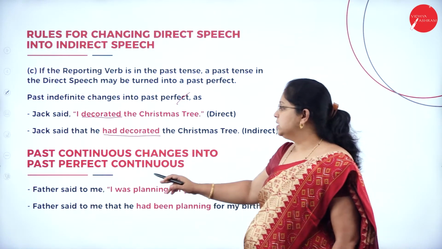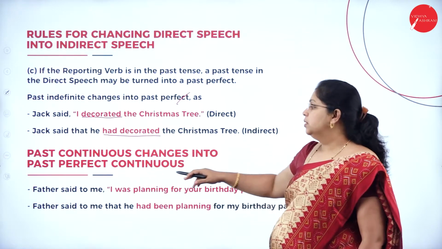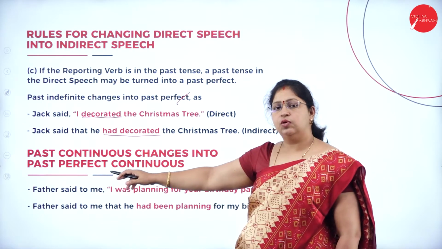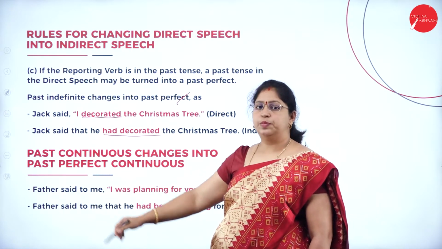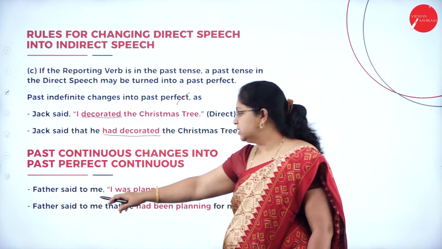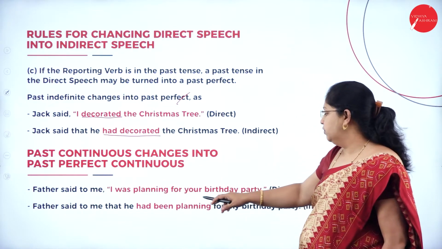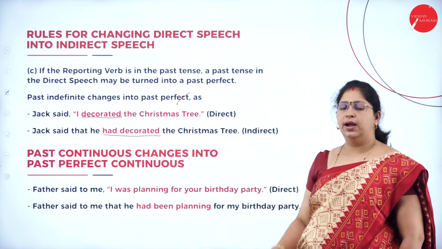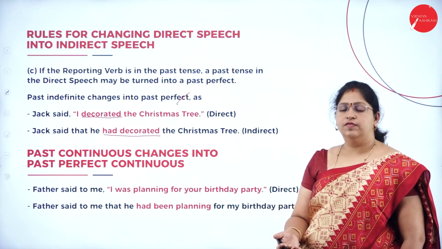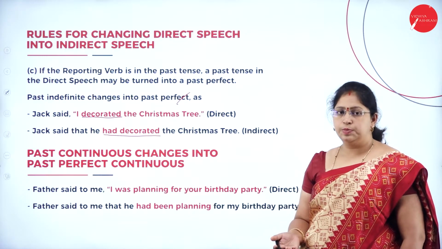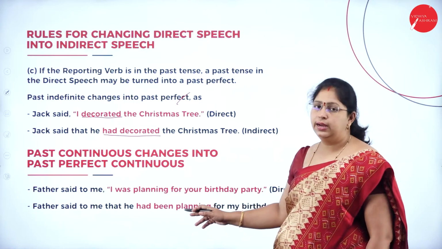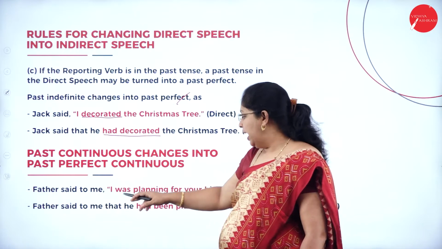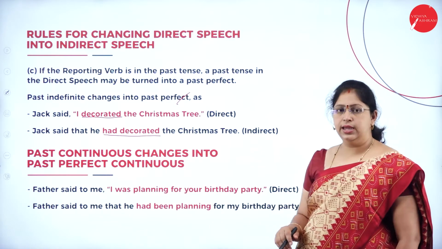Now, let us see past continuous to past perfect continuous. If it is in the past continuous, what we need to do? We need to change it to past perfect continuous. Here, "Father said to me, I was planning for your birthday party." As it is in the double inverted commas and it is the direct dialogue, the words of the speaker, this is said to be direct speech. Let me read the sentence again. Father said to me, "I was planning for your birthday party."